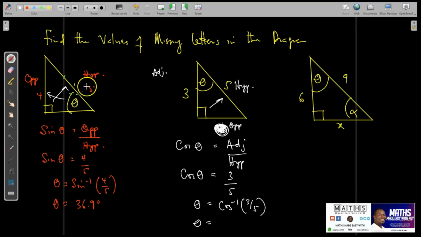Yes, please. All right. So please kindly operate this on your calculator for me. Cos inverse of 3 on 5. What answer are you getting? 53.1. So we have 53.1 degrees, and that is the angle that connects the ratio between 3 and 5.